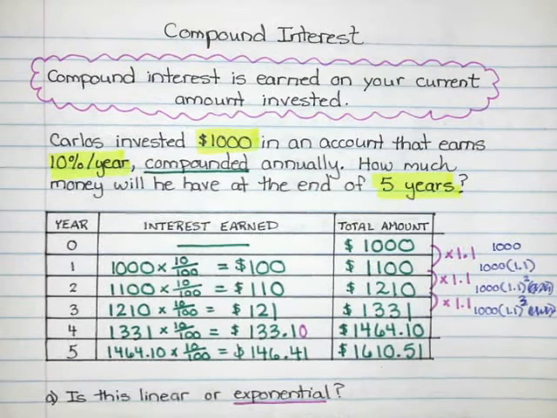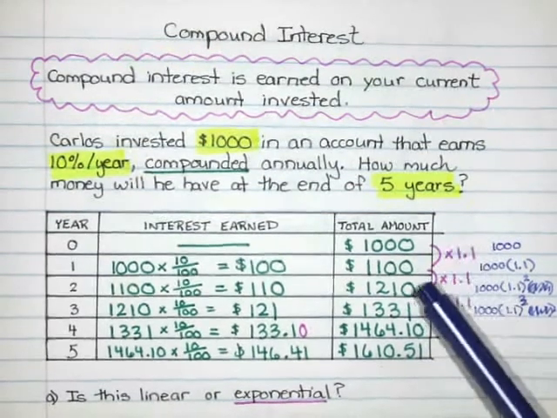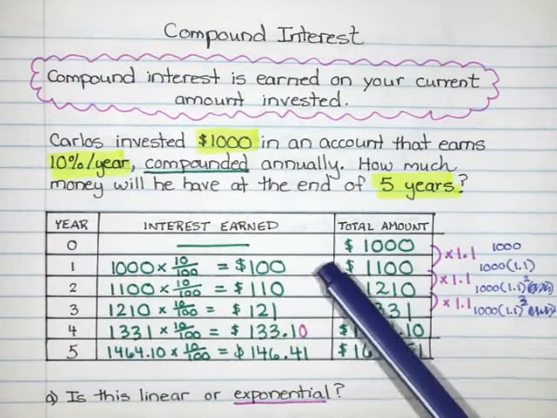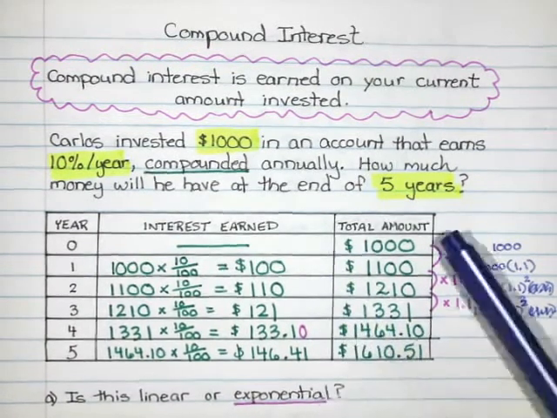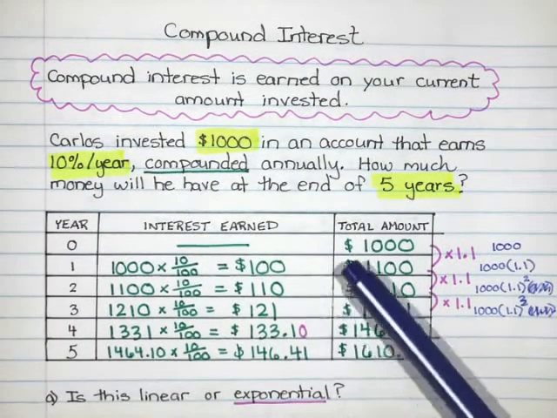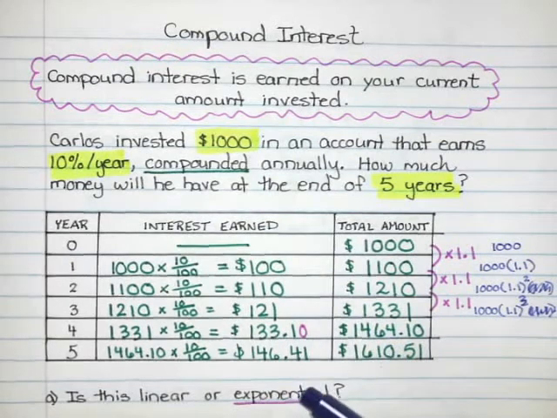If something is linear, it means you are adding or subtracting the same number every time. So when we did simple interest, we were adding $100 every single time. But here I'm not. I'm adding 100, then 110, then 121. So we're not adding the same amount every time.